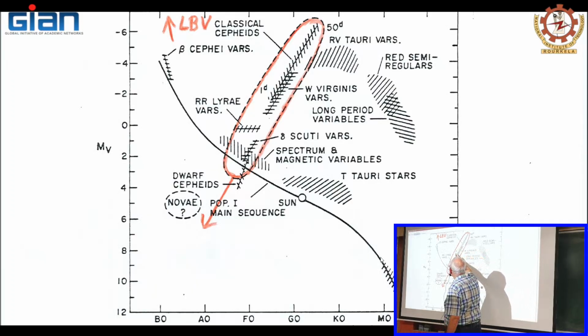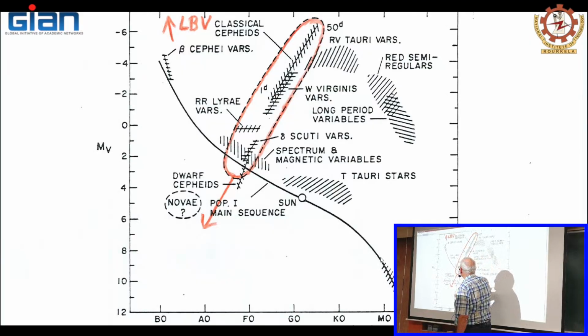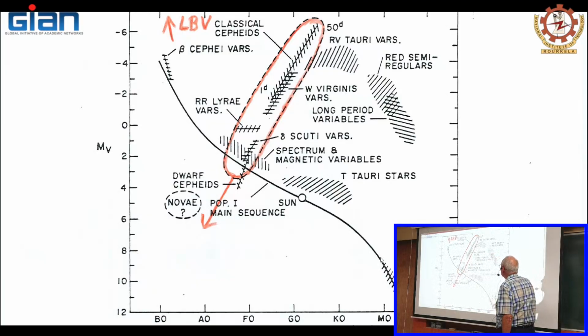You see also here the periods indicated, which correspond to the lower end of the Cepheid instability strip, and also the upper end. So here at low luminosities, we have a period around 1 day, and at the upper end we have a period of about 50 days for the delta Cepheid variables.